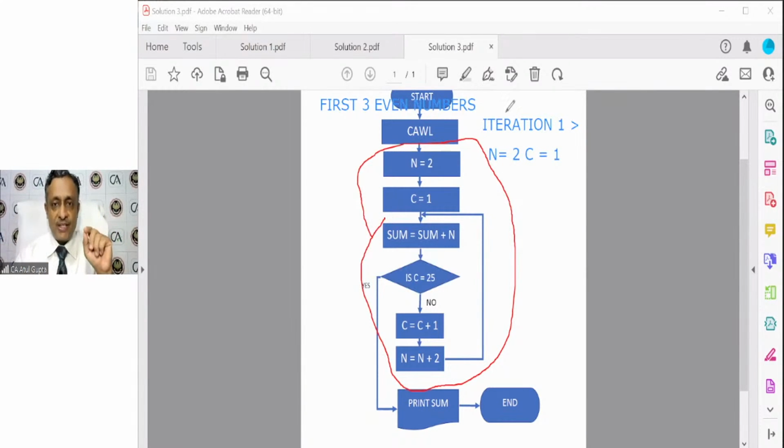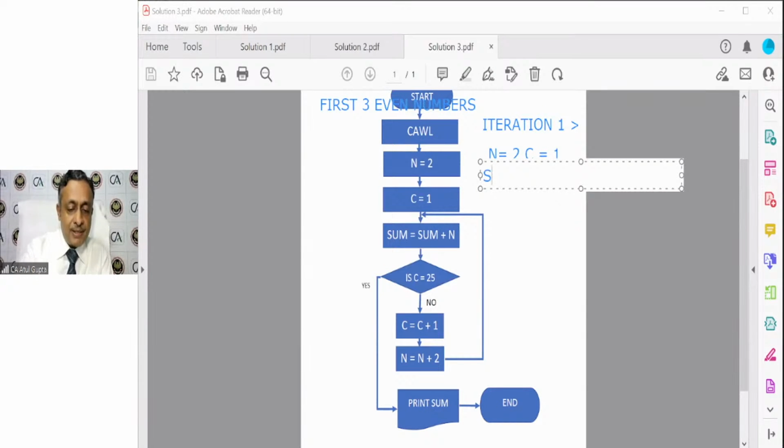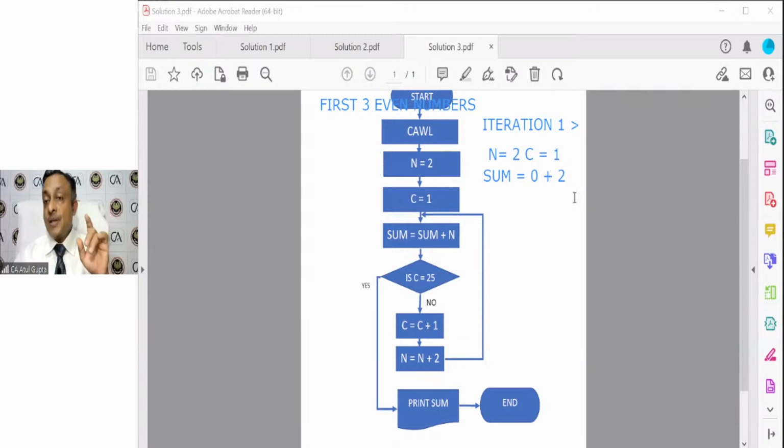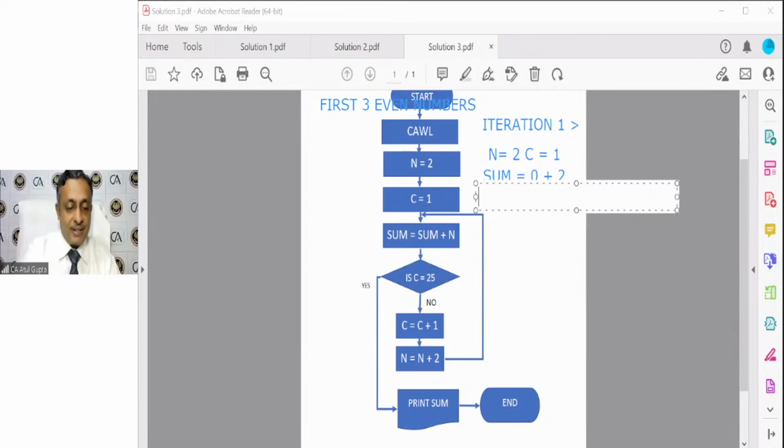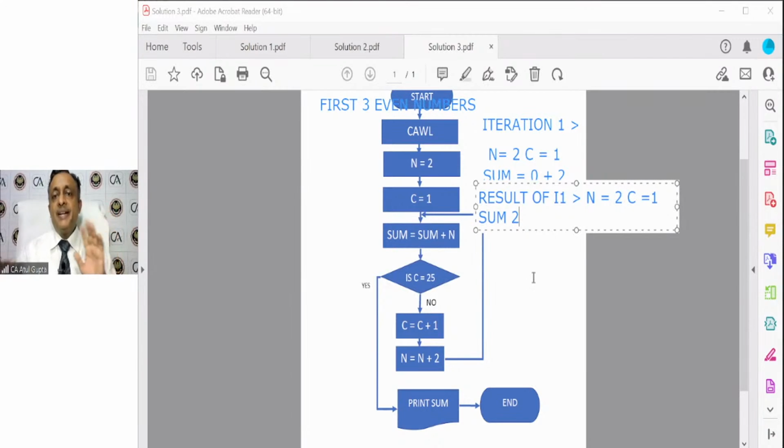So we'll process this first time. So n is 2, c is 1. What is the value of sum? We are in iteration 1. Sum's value is 0 plus the value of n, which is 2. So sum becomes 2. Now I'll write the result of iteration 1. N is 2, C is 1, and sum is 2. My iteration 1 is over.